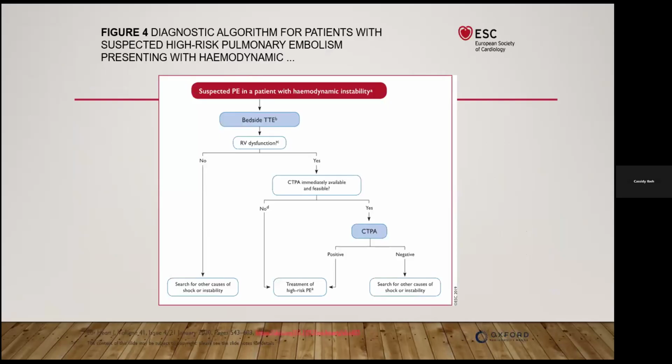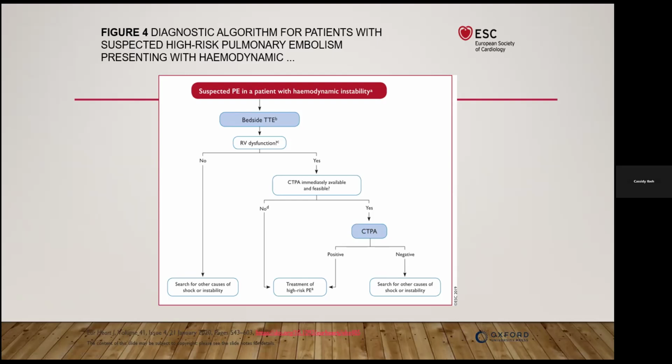Now, this is a diagnostic algorithm for patients with suspected high-risk pulmonary embolism. If a patient presents with suspected PE and hemodynamic instability, a bedside echo may be very helpful here. Because of the instability, the patient might not be transported for other imaging like a CTPA. So bedside transthoracic echo is useful, and if there is right ventricular dysfunction, you probably want to go ahead and do a CTPA if it's available and feasible.